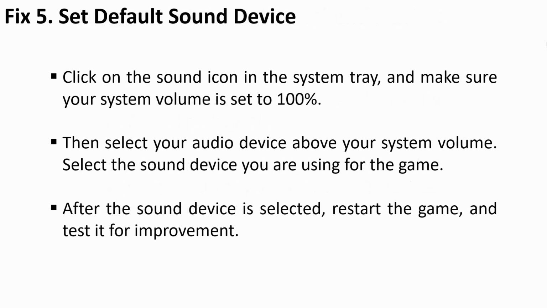The fifth solution is to set default sound device. Click on the sound icon in the system tray and make sure your system volume is set to 100%. Then select your audio device above your system volume. Select the sound device you are using for the game. After the sound device is selected, restart the game and test it for improvement.